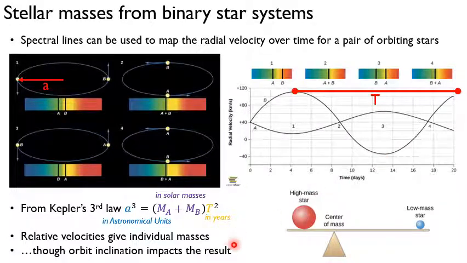One issue is that the orbital inclination is also going to impact this result. So in the example here, we're basically acting as if the observer is down here looking towards these two stars, but you could be at different angles relative to the plane of the orbit, so it's sometimes only going to give you a limit on masses. So that's one issue.